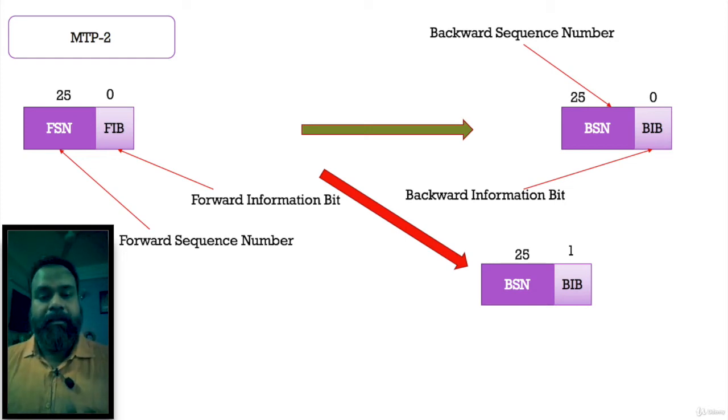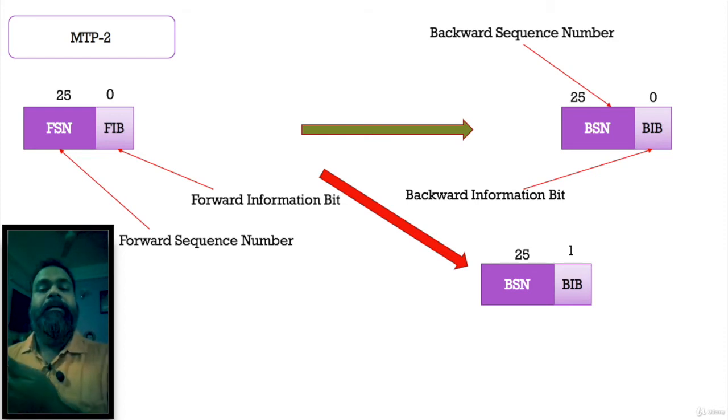As far as the MTP2 layer is concerned, in this layer we have a basic error correction mechanism for the flow control. With every packet, two fields are sent, which are called the FSN and FIB. FSN stands for forward sequence number. It's just jargon. You can say that with every packet some number needs to be sent, like packet 1, packet 2, packet 3, packet 4, in a sequential manner. This sequence of numbers is sent in this field. This is called the forward sequence number.